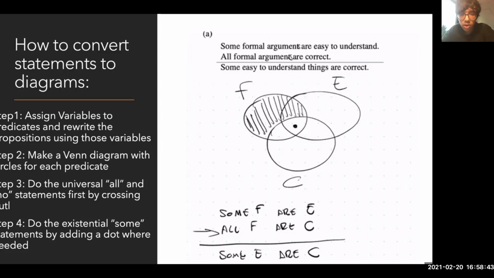Here's how you convert syllogisms to a diagrammatic format and test their validity. First, you'll come across a regular syllogism, which is of this format right here. Some formal arguments are easy to understand. All formal arguments are correct. Some easy to understand things are correct.